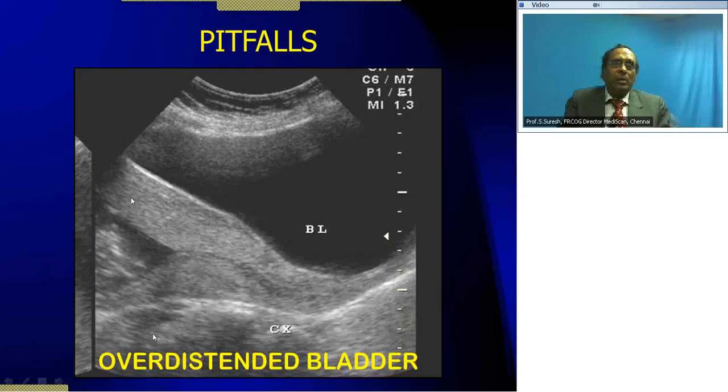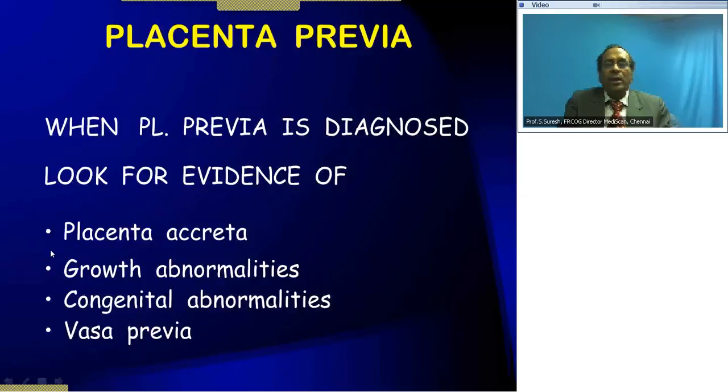Now, when you're trying to assess for placental location, you can see a full bladder here, and an over-distended bladder can actually give you a false diagnosis of placenta previa. So if the bladder is over-distended abdominally, and there is any suspicion of a low-lying placenta, you have to do a transvaginal ultrasound to identify the internal os and the placental edge.